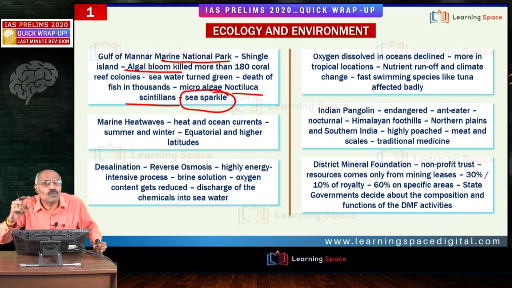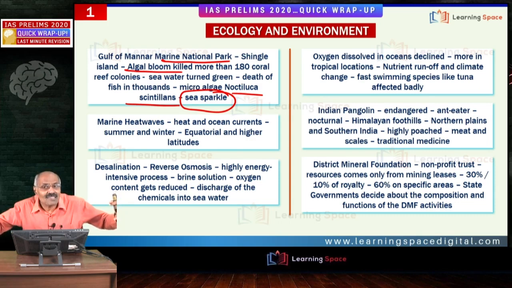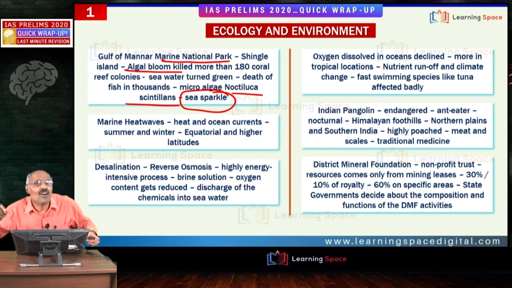Algal blooms mean uncontrolled growth of algae or microalgae. After that, what happens? After the death of these organisms, it depletes oxygen. Let me repeat once again. After the death of algae, microalgae, in the decomposition process of these algae, it depletes the oxygen. And because of that, these regions become hypoxic regions. That means lack of availability of adequate oxygen.